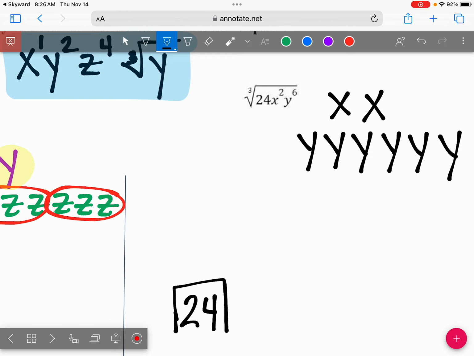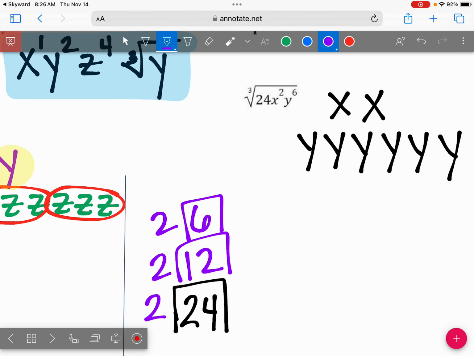So with the 24, 2 goes into 24 12 times. 2 goes into 12 6 times. 2 goes into 6 3 times. And 3 goes into 3 1 time. Yes. So I started off 24 divided by 3. You got 3 is 2. Oh, yeah, that's okay. Yep. I usually start with the smallest number. You don't have to start with the smallest number, but I go in order.